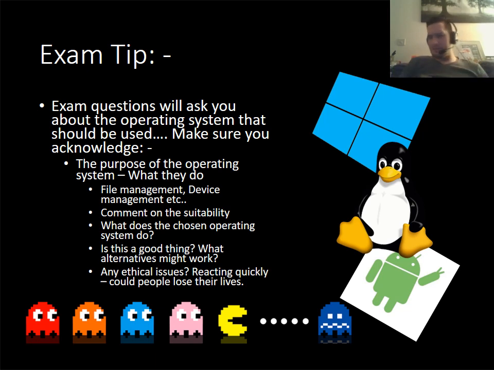What alternatives might work? You've got to show that you've made an informed decision, that you've thought about both sides of the story. And if you can think of any ethical issues, like whether people will get in and hack, or how you can link things to the Computer Misuse Act, or talk about security, make sure you comment on all of those in exam essay style questions. So just be aware of that and make sure that you acknowledge these bullet points whenever you talk about an operating system.